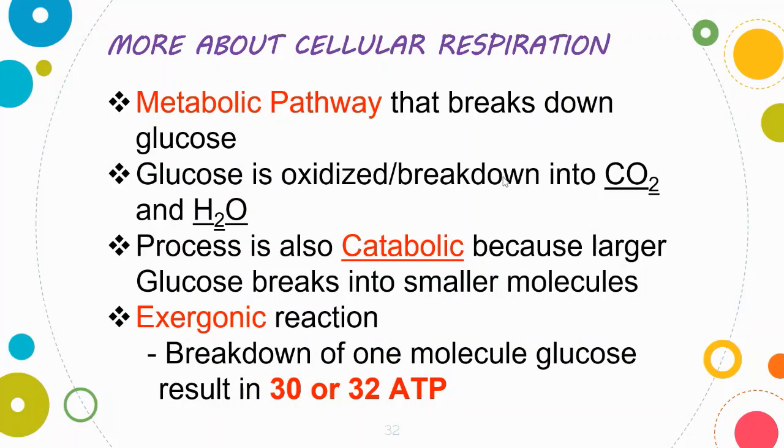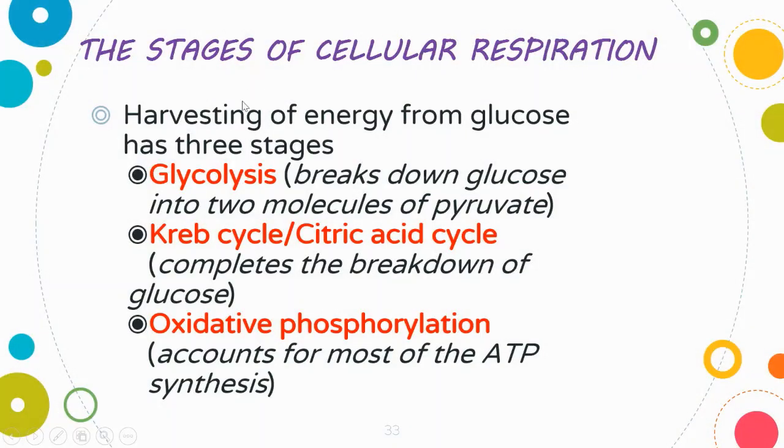So generally, cellular respiration is a metabolic pathway, specifically catabolism and an exergonic reaction, in which the glucose is oxidized or broken down into carbon dioxide and water. So one glucose molecule can yield 30 to 32 ATP. There are three stages of cellular respiration such as glycolysis, Krebs cycle or citric acid cycle, and oxidative phosphorylation. So in the next lesson, we will learn in depth about the stages of cellular respiration.